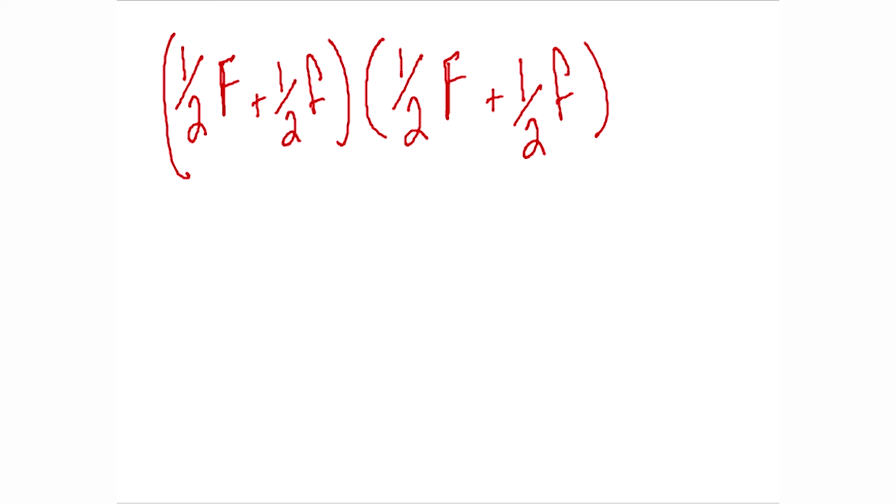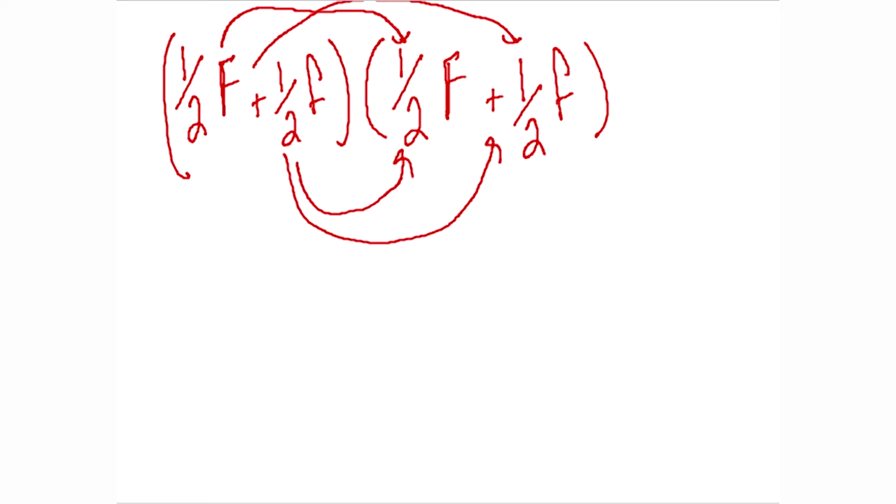Using the FOIL method, first, outside, inside, last. This gives us 1/4 big F plus 1/4 big F little f.